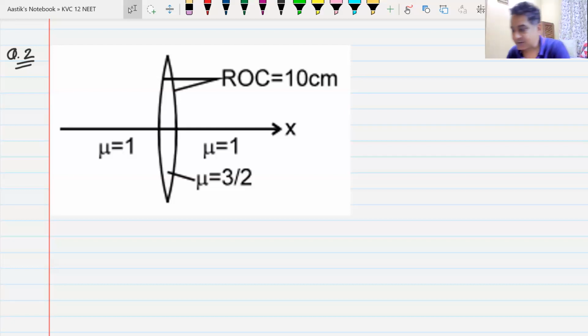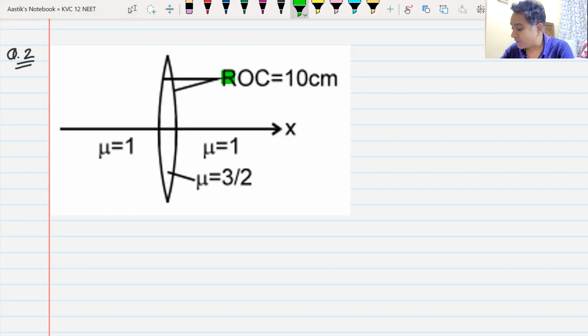What is the answer? Is it 10? It is 10. Boys, did you get the same answer? Yes, sir. Now see, I'll give you a small trick or whatever you can call it.